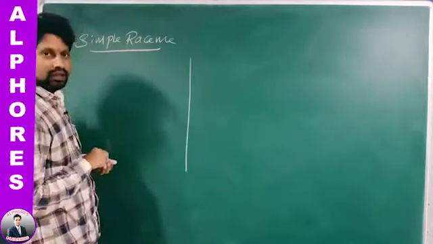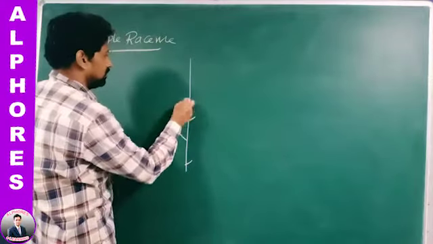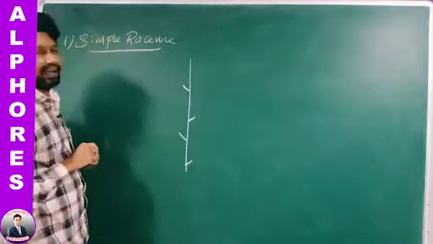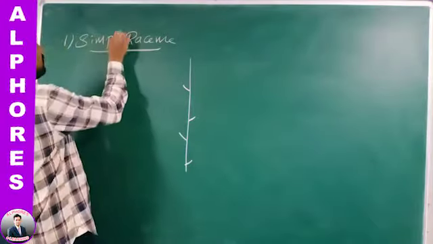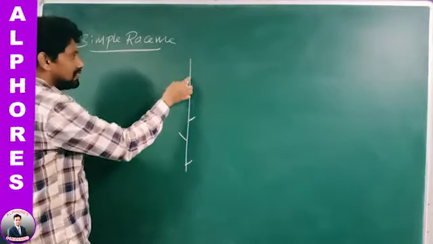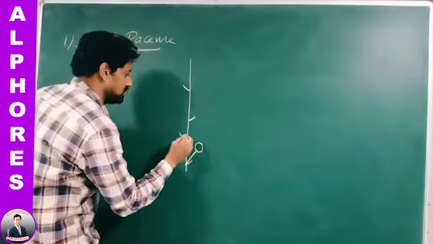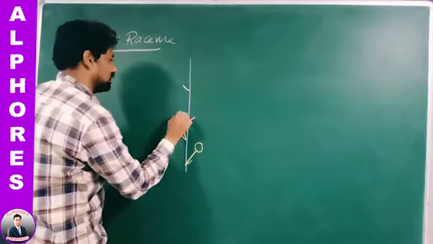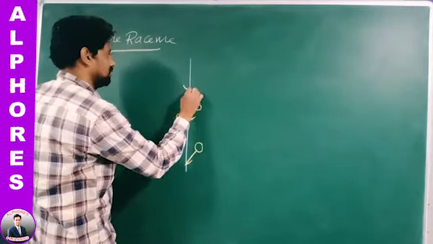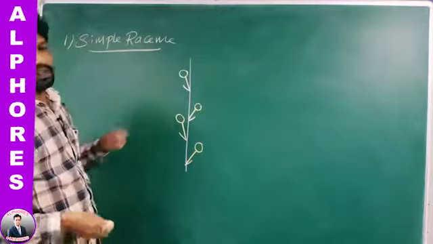Now next, on the peduncle, what should be there? Bracts. Now you see whether it is simple or compound. Simple. Sir, simple means the peduncle is unbranched. What do you have to get now? Flowers. Okay. This is simple raceme.